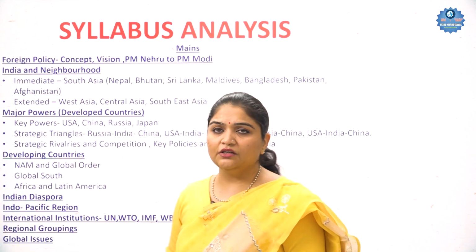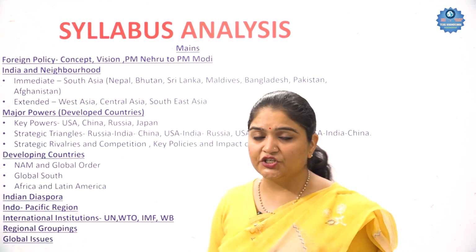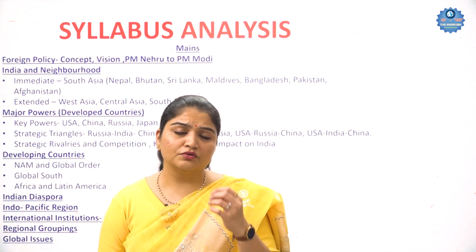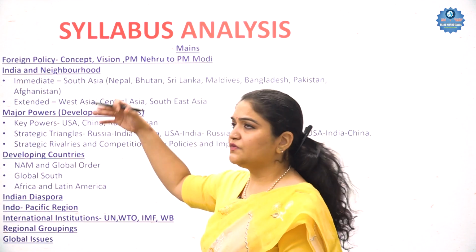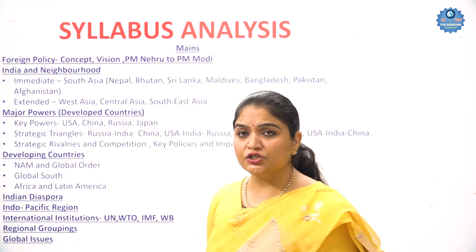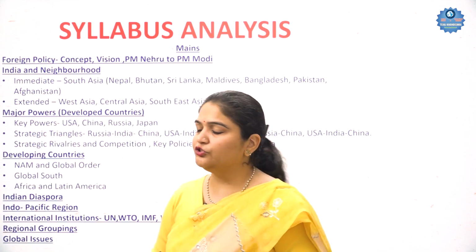Next is the extended neighborhood, which consists of West Asia, Central Asia, Southeast Asia. And this concept of extended neighborhood evolves in 2001 in the Ministry of External Affairs annual report. So it comes very late, but then we will also see how the foreign policy orientations have changed only after 1990s towards this extended neighborhood region.